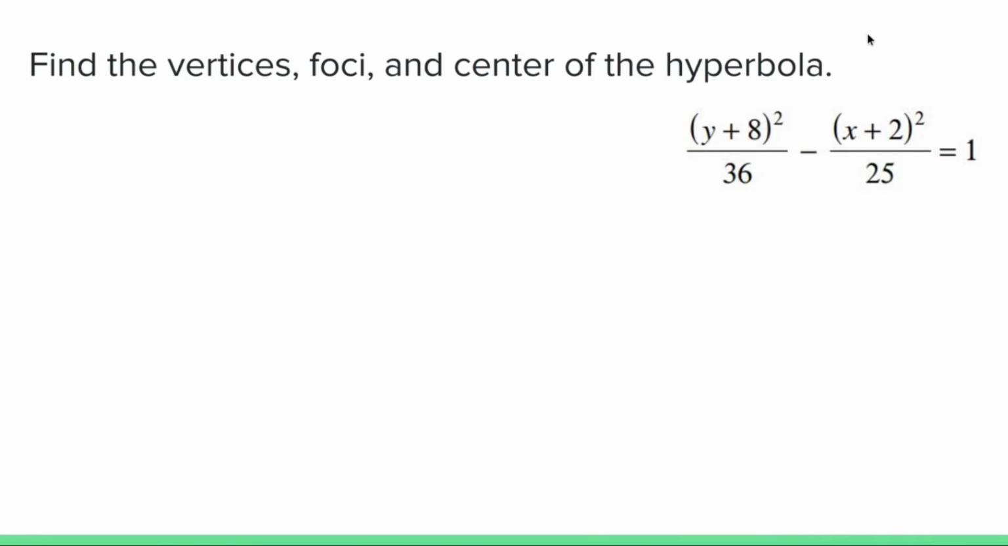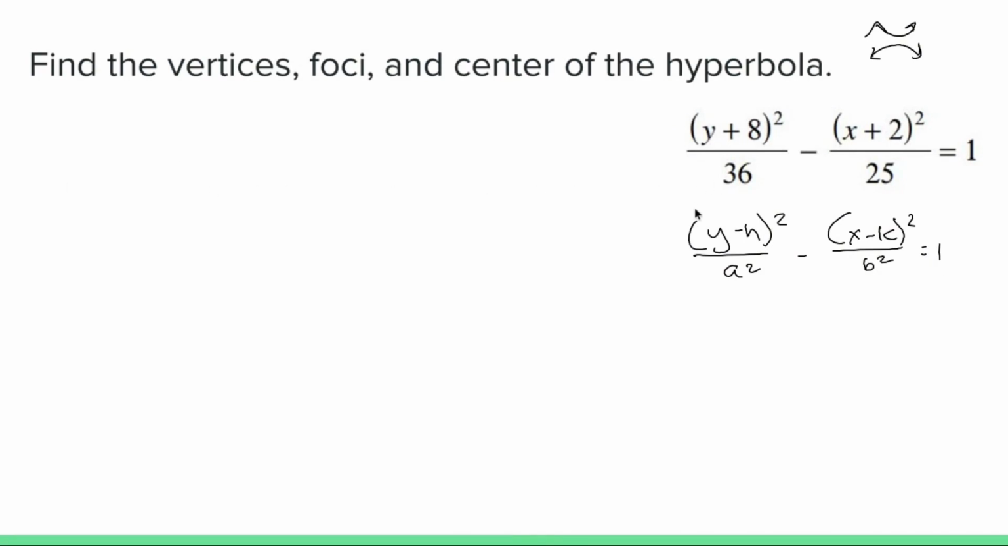First off, this is a hyperbola that opens uppy downy. Not to be confused with Robert Downey Jr., famous actor. What we're going to do is compare this to y minus h squared over a squared minus x minus k squared over b squared equals 1.